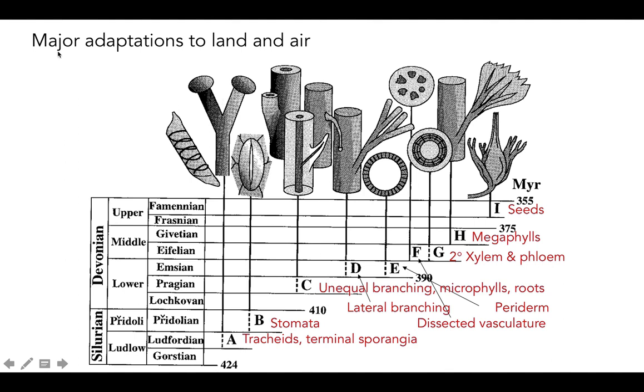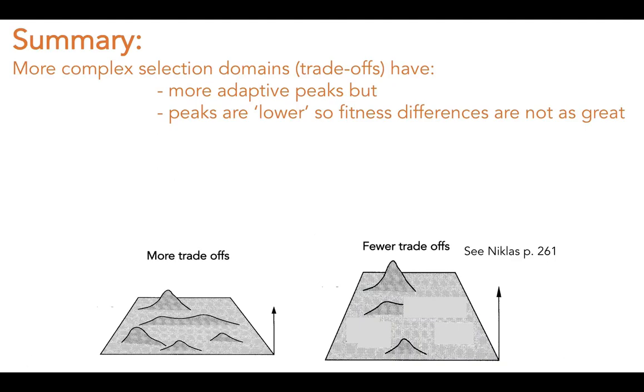So here again, I want to remind you of the major adaptations to land and air as selective pressures have pushed these aquatic green algae out of the very warm and humid nature of the oceans and the seas onto land. And in terms of a summary, more complex selection, and more trade-offs, I should say. The result is that we have more adaptive peaks on these landscapes, but the peaks are lower, and because of which the fitness differences between species are not as great.